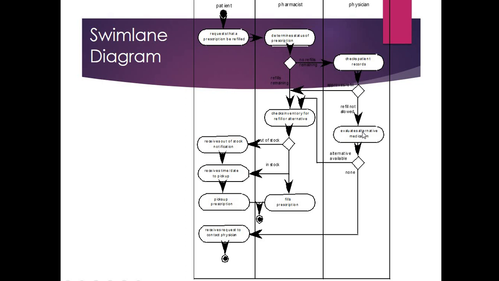For example, in another case, if the physician wants an alternate medicine to be given to the patient, he will write it and send it to the pharmacist. If the alternative medicine is available, he will approve that and deliver it to the patient. So in this way, the patient, pharmacist and physician communication will happen.